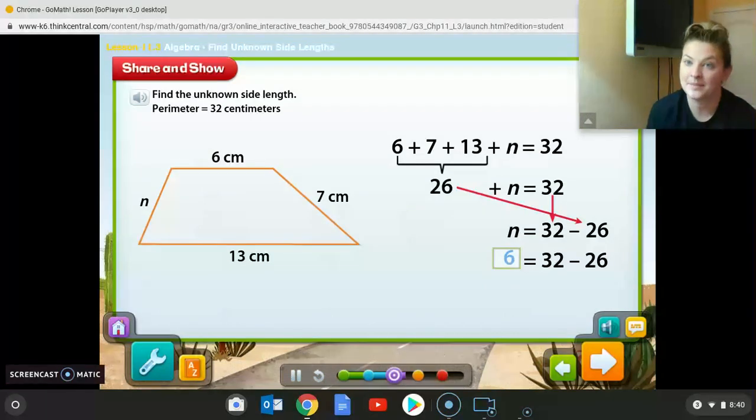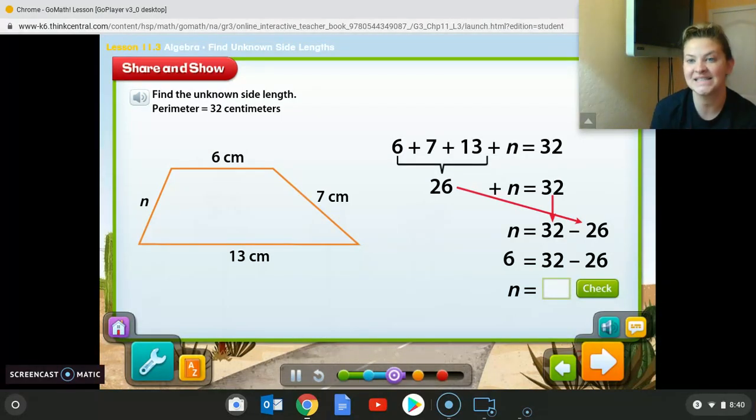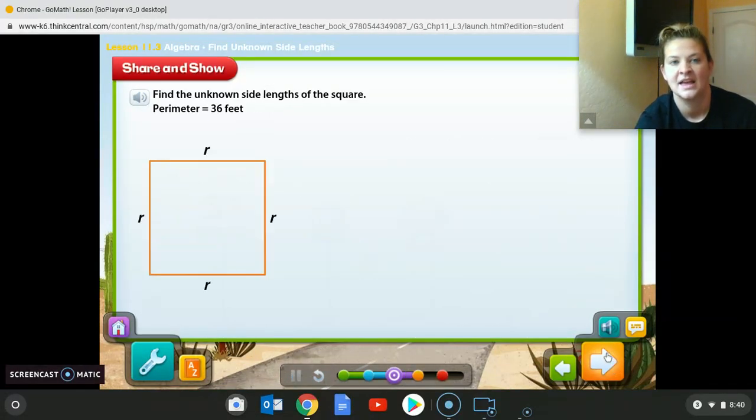So what does that mean? It does not mean my perimeter is 6. It means that my missing side length, or n, is 6. You starting to get it? Get a little bit better? All right.